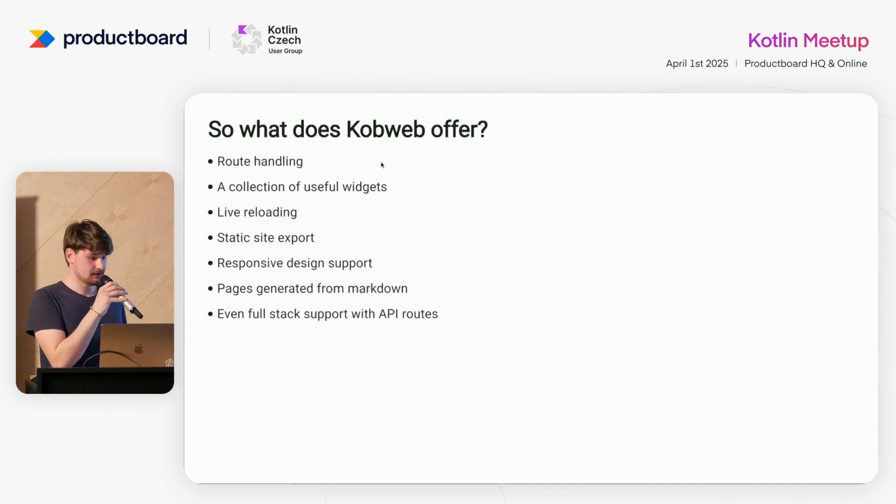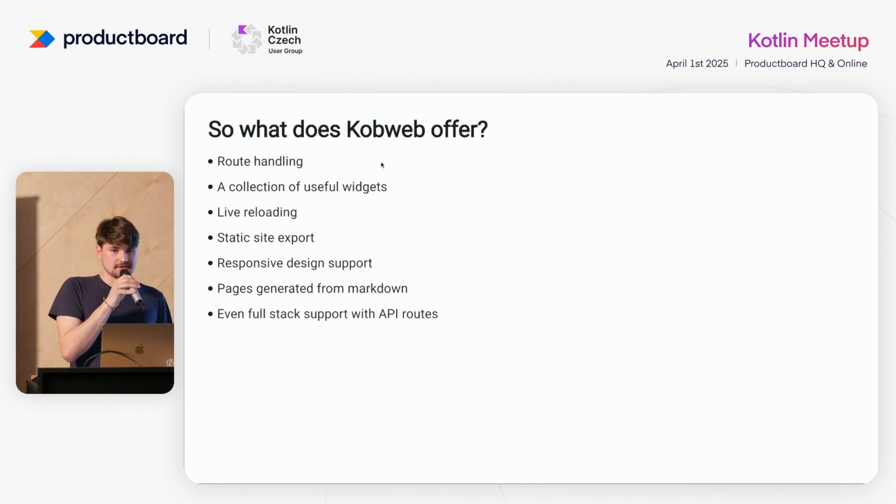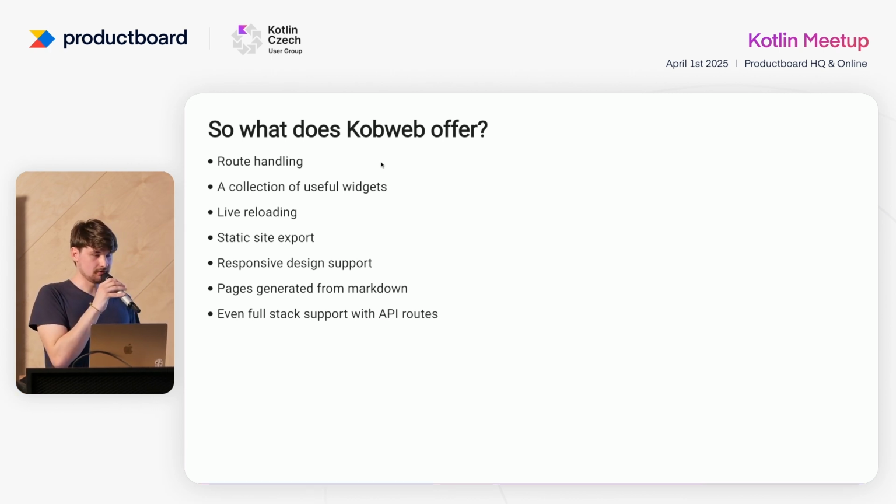It supports responsive design, and there's an interesting feature where you can generate pages from Markdown. There's some custom syntax, and there's a lot to it, but it can be useful, for example, when there's a lot of content and you wouldn't want to program it in standard Compose. So you just write it in Markdown and it gets exported as a nice page. And it even supports full stack development, where you can define some API routes, but this is not the focus of today's talk, but you can explore it yourself. Just there's the option.